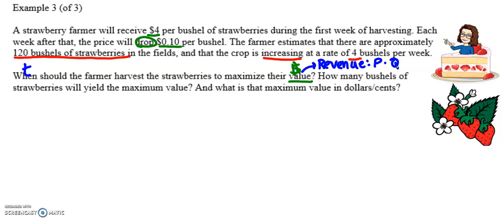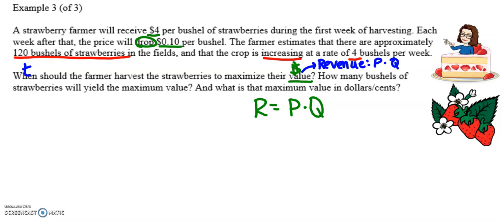Let's say you're selling tubes of toothpaste. It's how many tubes of toothpaste, that's the quantity, times how much do you sell each one for, that's the price. Now, this is different than profit. It's different than cost, okay? This is just total amount of money that's being brought in. So that's what we would like to maximize. Revenue equals price, so money, times quantity, which will be the number of bushels of strawberries.